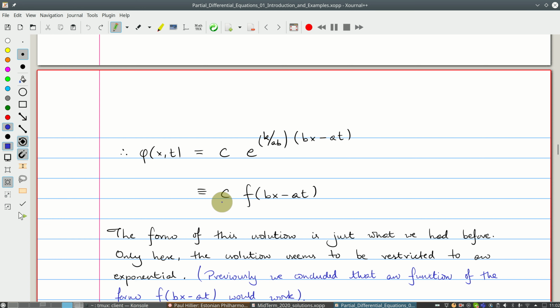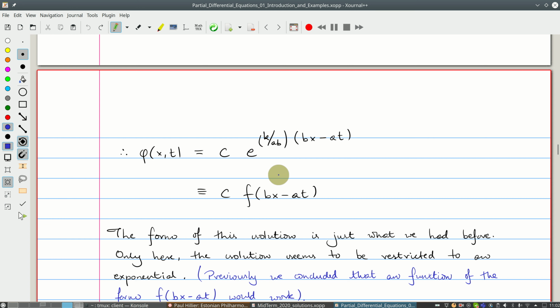In other words, it's c times a function of bx minus at, which is what we had before, except for one thing. This function is of the form an exponential of a constant times bx minus at. So we have got a function of bx minus at exactly as we got from the method of characteristics, but it's a particular kind of function, it's just the exponential, while earlier we concluded that it could be any function f. So how do we reconcile these two?